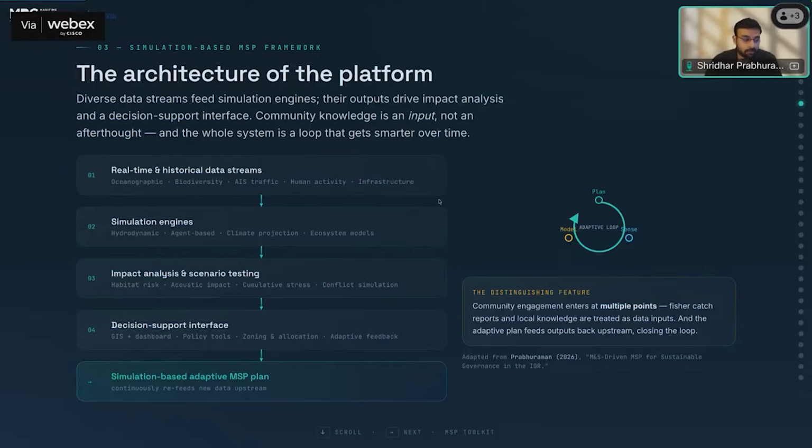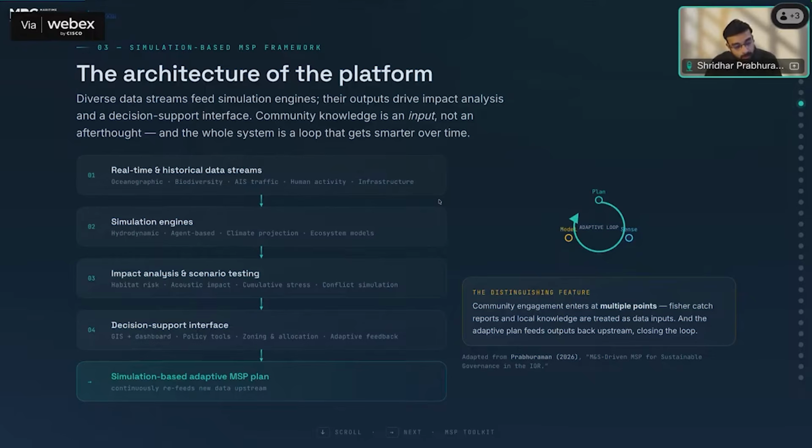That pushes it into a simulation engine. These simulation engines, again, depend upon the layer that we're talking about, and I'll come to the 6 different layers we have. But we have hydrodynamic models to essentially simulate the flow of the river or flow of the water in terms of increased rainfall, how the river water is going to flow, climate projections, ecosystem models.